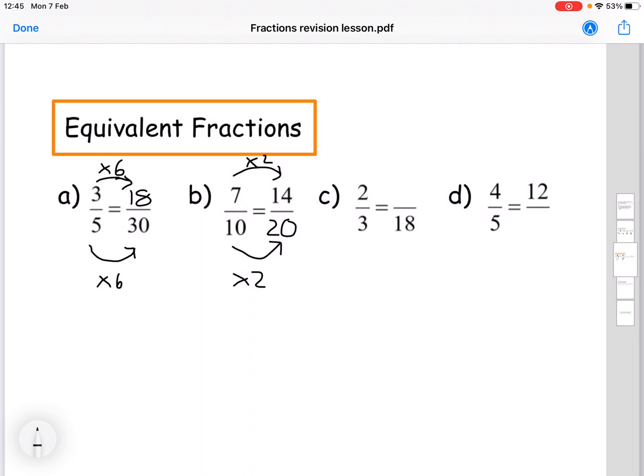For C, we've got 2 over 3 equals blank over 18. So again, it's the bottoms that we have that match up. So 3 times what is 18? 3 times 6 will give you 18. So we do the same on the top. 2 times 6 on the top to get 12.